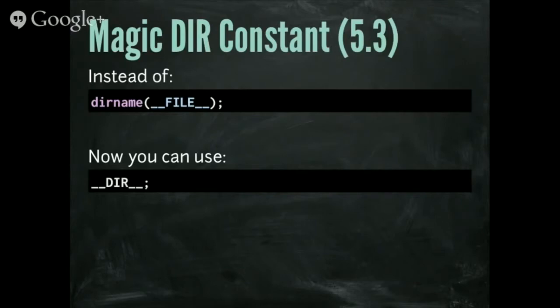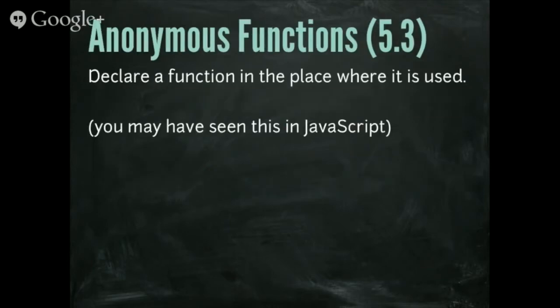Another superb feature which was introduced in 5.3 is anonymous functions. Now, an anonymous function, the clue is in the name, or it's the lack of a name. An anonymous function is literally a function with no name. So I know that a bunch of you are web developers, so you have experience of many things, and many things I certainly don't have experience of, including JavaScript. JavaScript has these anonymous functions as well. PHP has them from 5.3.